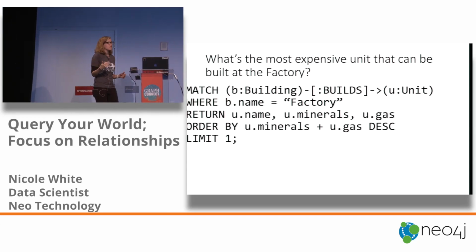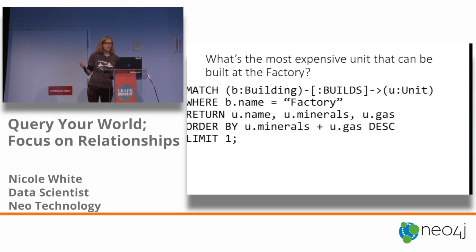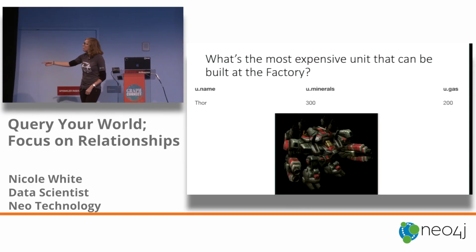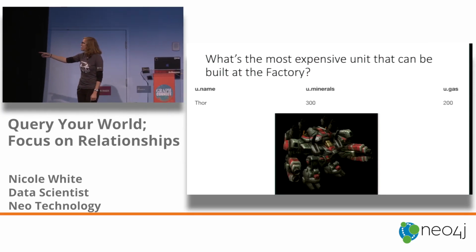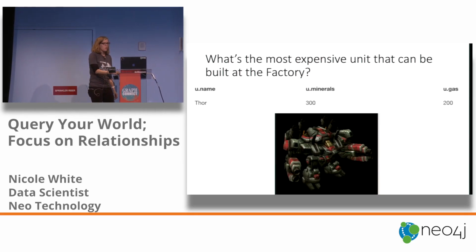So limit 1 is going to find the most expensive unit that can be built at this particular building, the factory, and that is the Thor. It costs 300 minerals and 200 gas, and that's its name, and that's what it looks like. Any questions with order and limit?